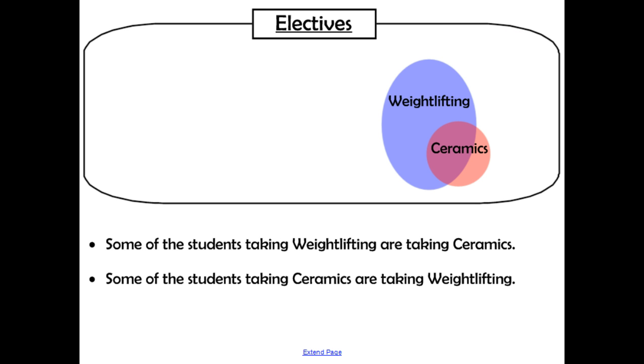In this type of Venn diagram, we have the weightlifting and the ceramics overlapping a little bit. So we can say statements like, some of the students taking weightlifting are taking ceramics, and some of the students taking ceramics are taking weightlifting.